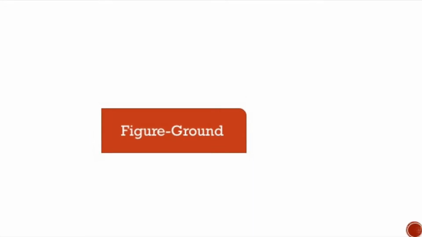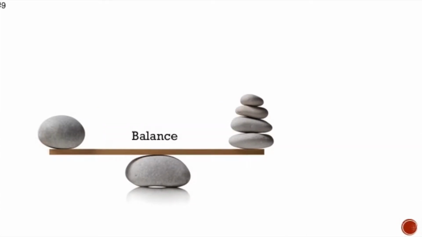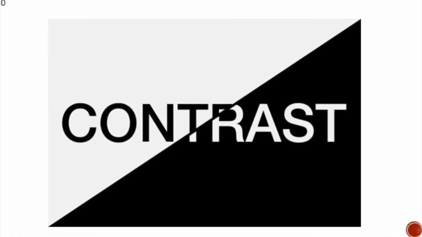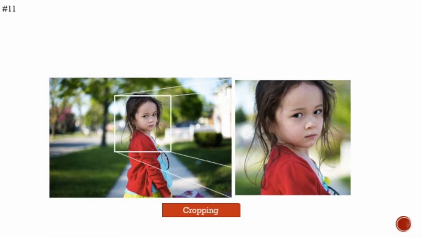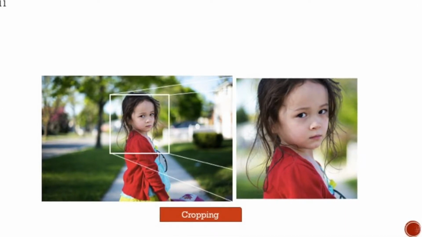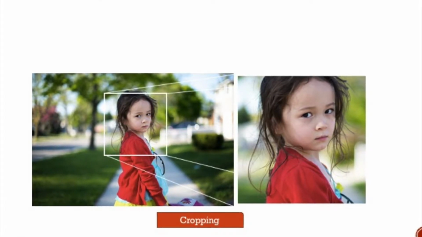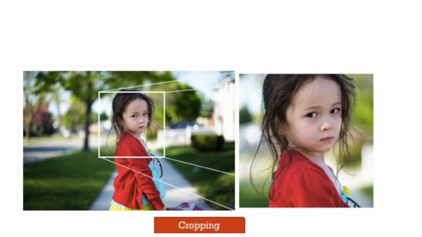Figure ground. Figure refers to the main focus within your design, and the ground is the area that surrounds the figure. Balance. Elements in a design can either be symmetrical or asymmetrical. Contrast. Contrast refers to the relationship between the elements of the design. Cropping. We most often hear the term cropping with respect to photography, but it also refers to the process of selecting the elements of design we want the user to see. By removing other elements from the image, you increase focus on the topic of the image, aspect ratio, and improve framing.